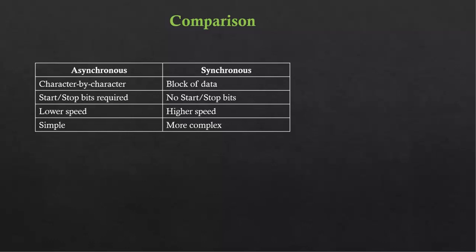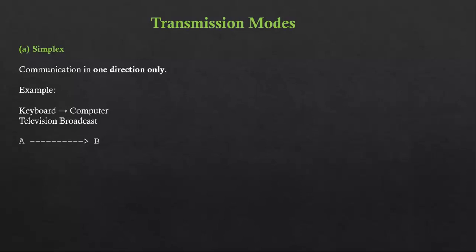Comparing these two, in asynchronous transmission, characters are transmitted independently using start and stop bits. In synchronous transmission, data is transmitted as blocks or streams using coordinated timing. Therefore, asynchronous transmission is simpler and synchronous provides higher throughput. And the last is the simplex, half duplex, and full duplex transmission modes.